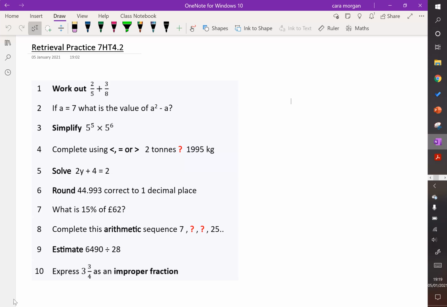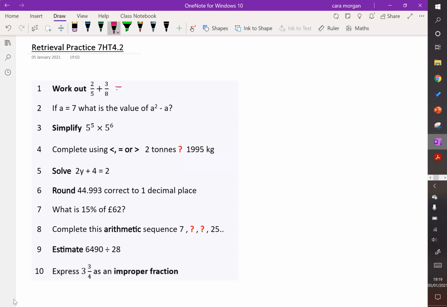Right, as usual, we're going to be doing 10 questions to get started. So give yourself 10 minutes to have a go at each of these. And then when you've done, I will be going through them. So if you could press pause now, that would be great. Thank you. Okay, number 1.